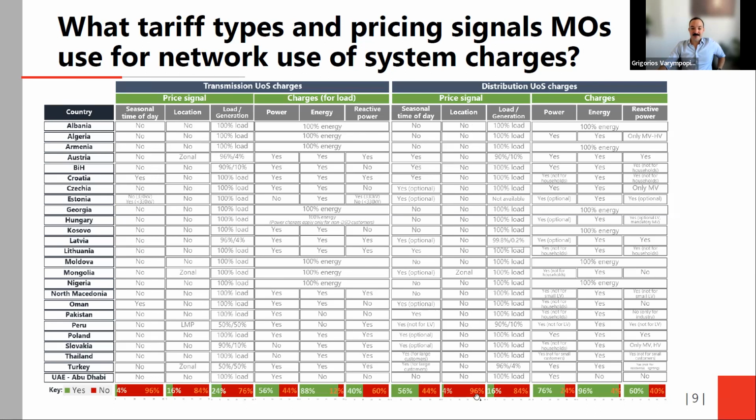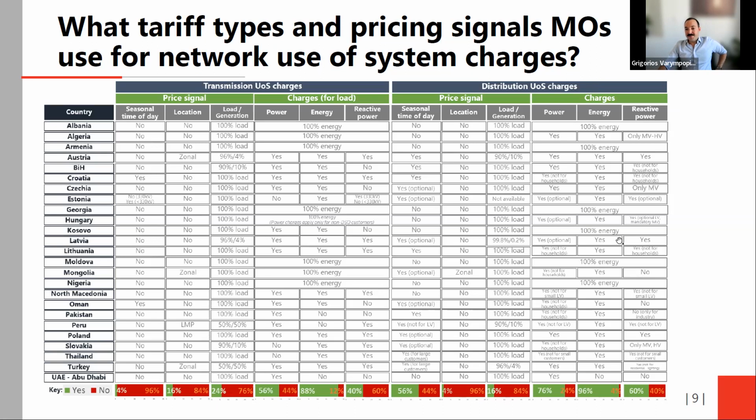For locational signals, here we see even less than the transmission system locational signals. Only 4% of the countries have a locational element in their charging structure. And in terms of generation against load split for the recovery of the costs, 60% charge generators as well.